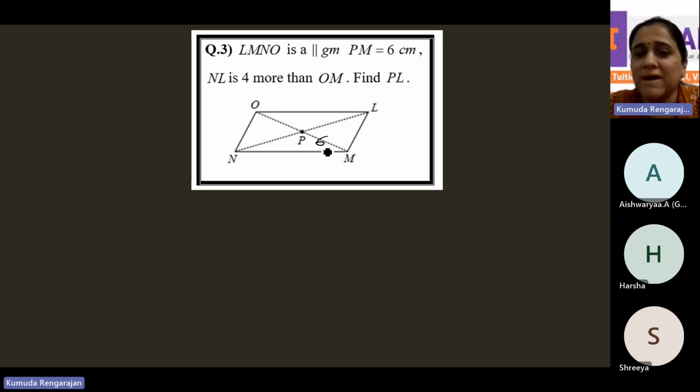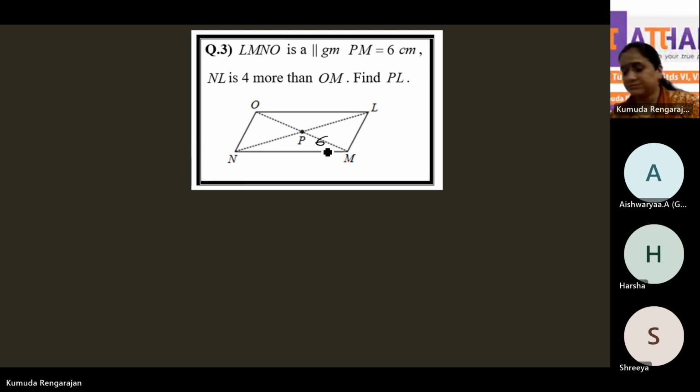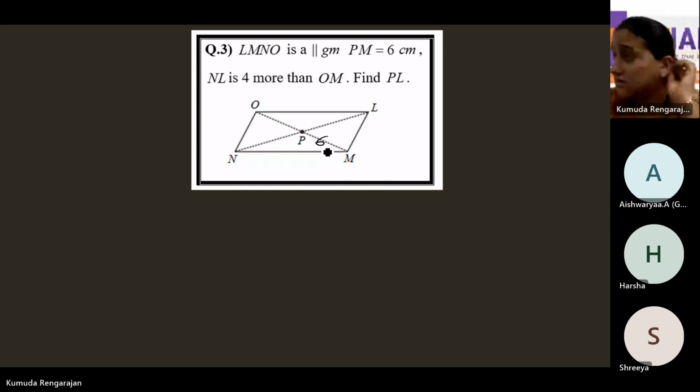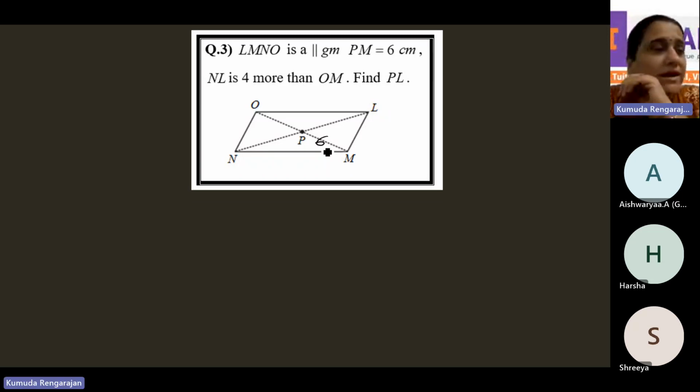Are the diagonals equal, children, in a parallelogram? Online students, are the diagonals of a parallelogram equal? What happened? Can you repeat? Are the diagonals of a parallelogram equal? No, diagonals of a parallelogram are unequal. Diagonals are not equal, but they bisect each other and not at right angles.